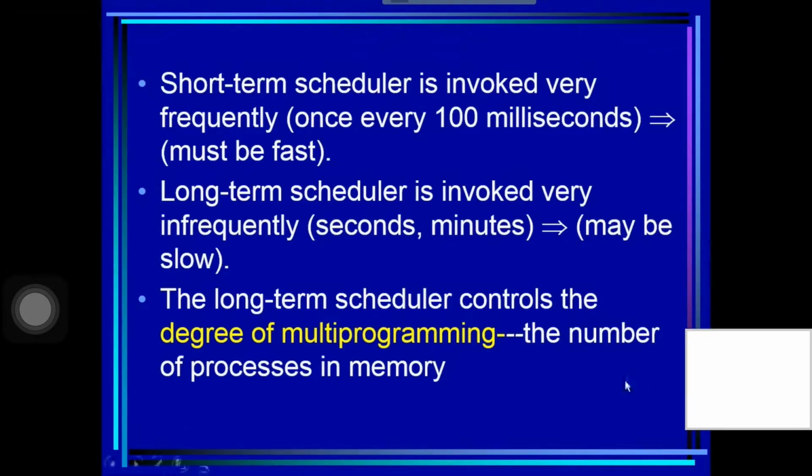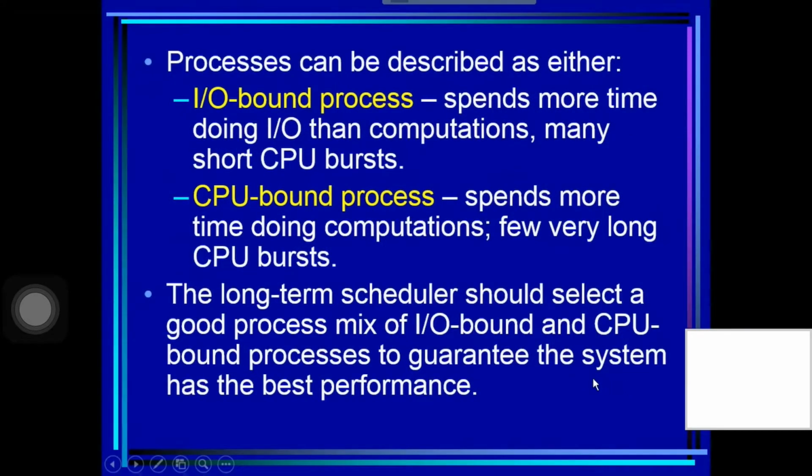It is important that the long-term scheduler make a careful selection. In general, most processes can be described as either I/O bound or CPU bound. These two terms you must know. An I/O-bound process spends more of its time doing I/O than it spends doing computations. A CPU-bound process, in contrast, generates I/O requests infrequently, using more of its time doing computations.